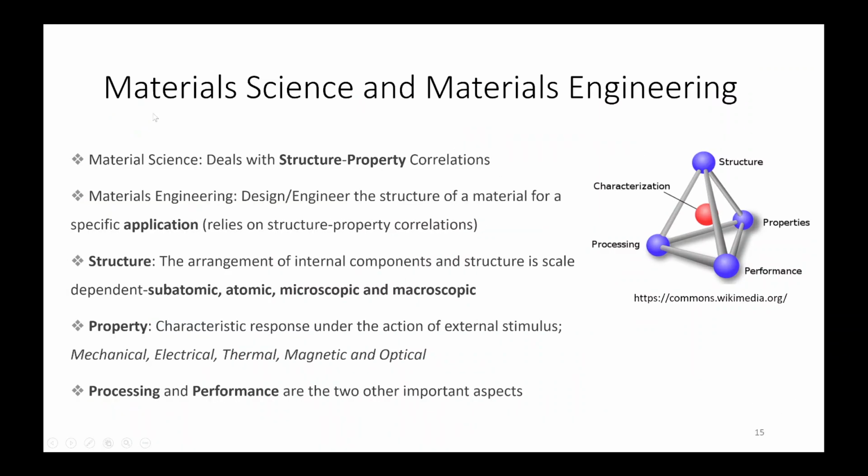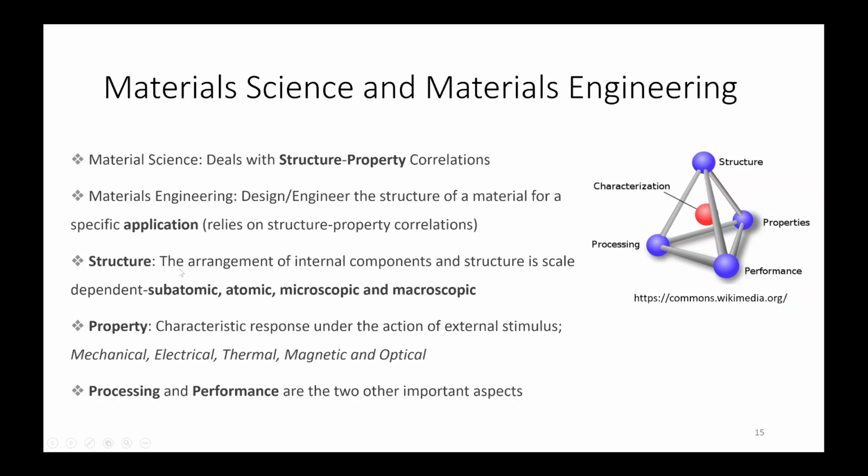Okay, so now the various definitions for material science and materials engineering. There is a difference between these terms. Material science deals with the structure and property correlation. As the structure of a material changes, its properties also change. While materials engineering deals with designing and engineering the structure of a material for a specific application, and this also relies on material science.